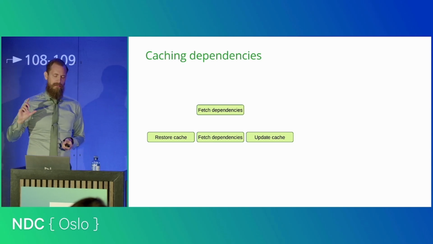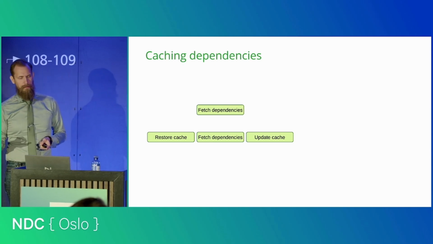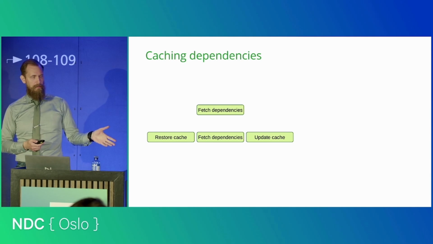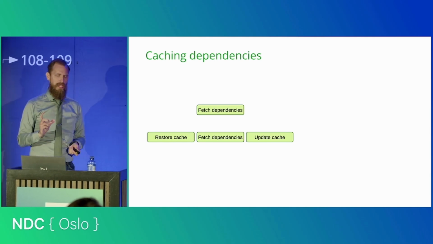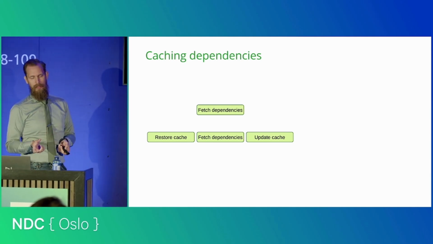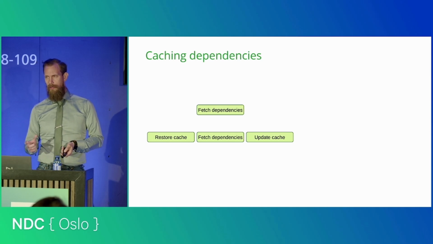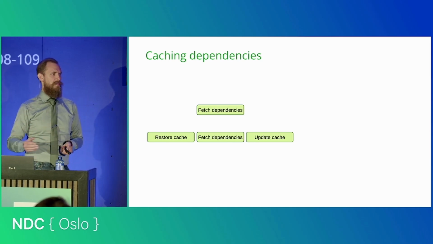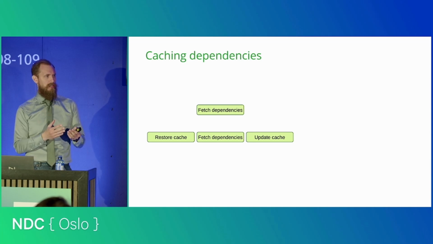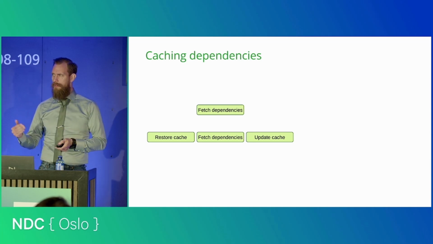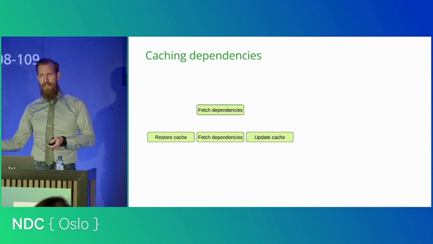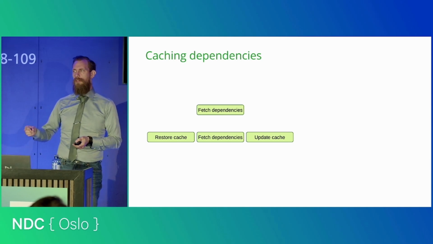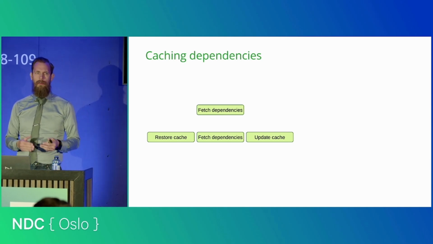So we replace the fetch dependency step with 3 steps. One where we restore the cache. We have some cache key that we use. It's typically the hash of the file describing all our dependencies. And then we do the fetch dependency step again, because maybe something has changed. We got an old cache, so we need to make sure that we're up to date. And then we update the cache at the end to make sure that if there were any changes, the next job gets those changes.